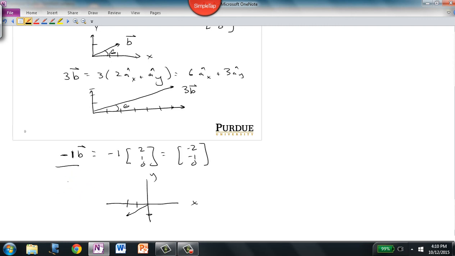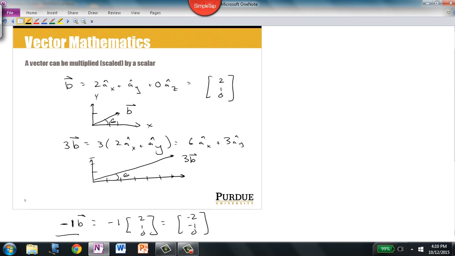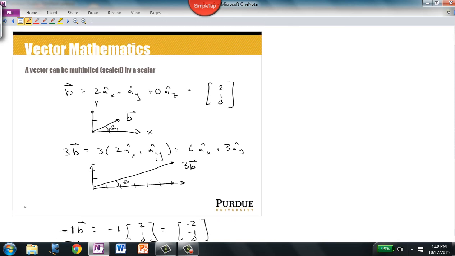Those are the simplest vector mathematics that we can do: vector addition, where we add two vectors, and scalar multiplication of a vector, where we take a scalar number and multiply it by a vector quantity.